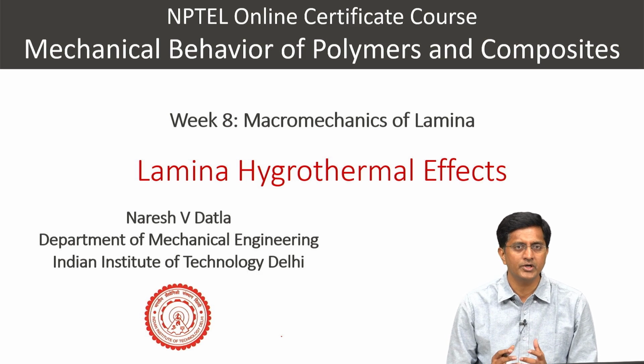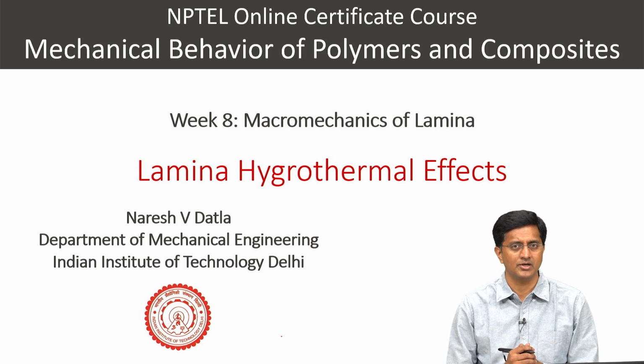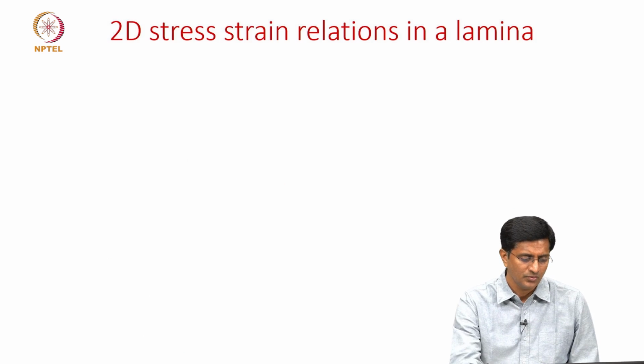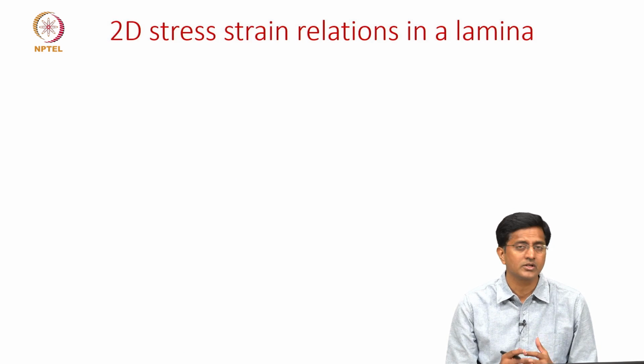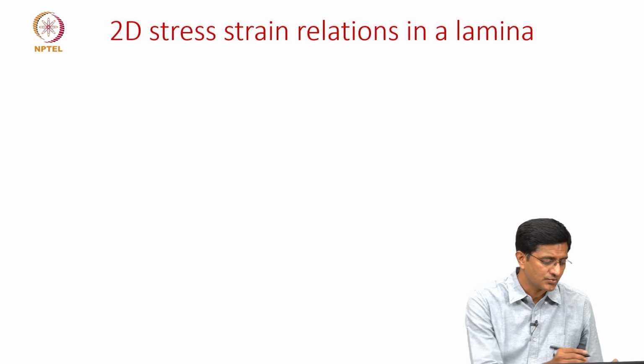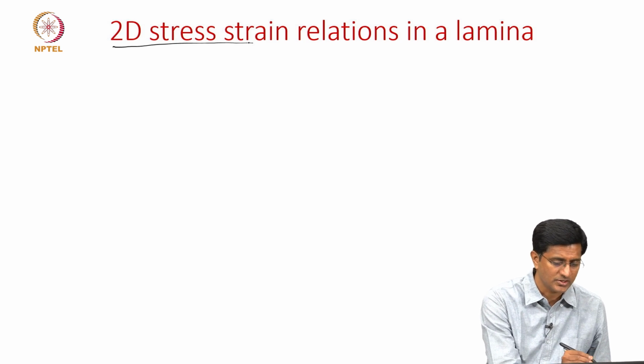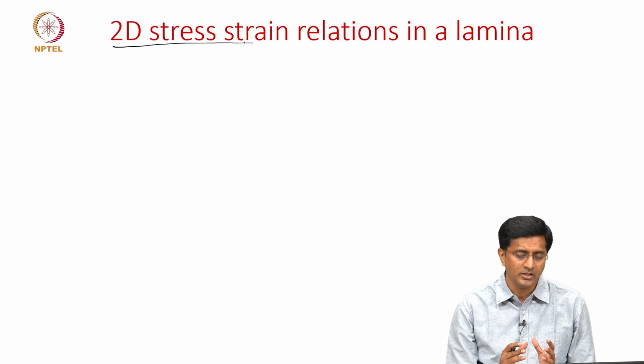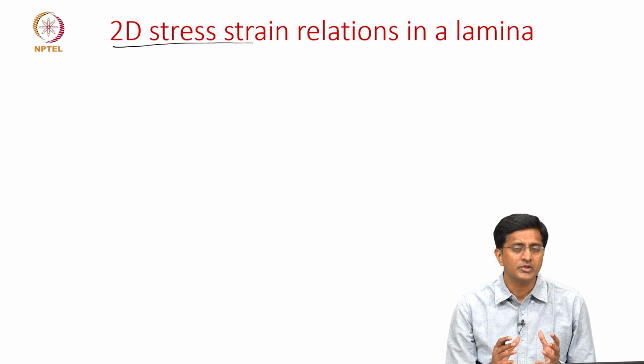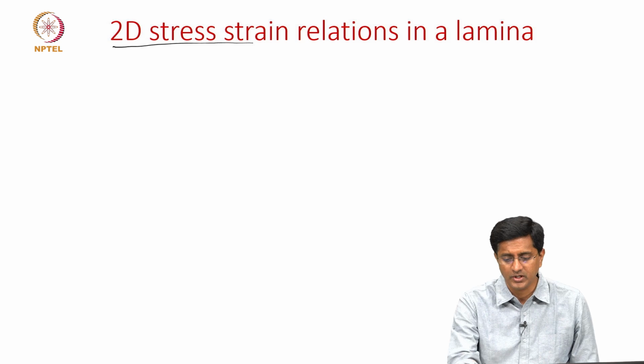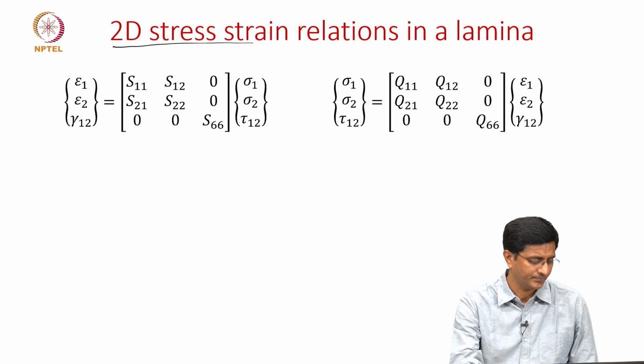These temperature and humidity changes can bring in changes in stresses as well as strains. So we will now see how these temperature effects and the moisture effects can be incorporated in the stress-strain relations. For this, we'll first start with what we have already discussed for 2D stress-strain relations for a lamina. So, meaning what is the relation between the stress and strain for a specially orthotropic lamina.